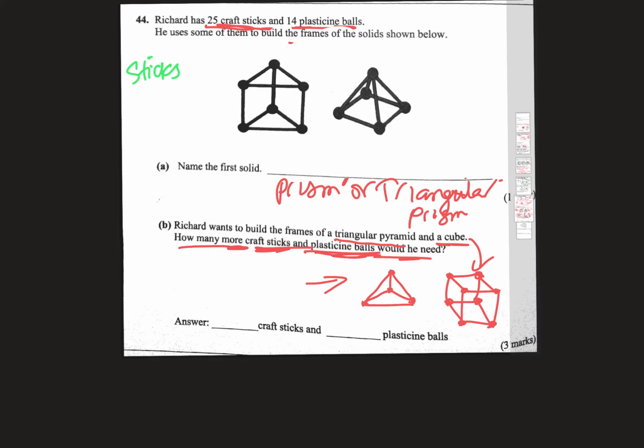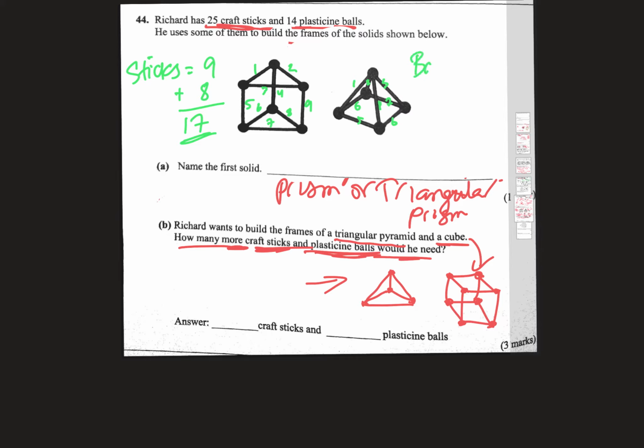No, okay, so sticks. Let's count. 1, 2, 3, 4, 5, 6, 7, 8, 9. So we have 9 sticks in the first shape, plus 1, 2, 3, 4, 5, 6, 7, 8. We have 8 in the second shape. So 9 plus 8: how I do this always is 8 plus 8 is 16, plus 1 will give us 17. So we have 17 sticks.